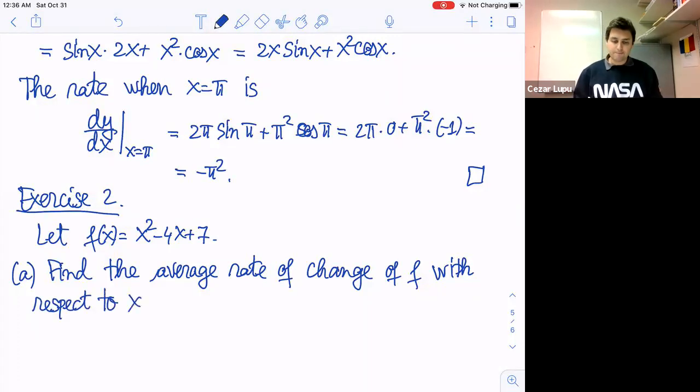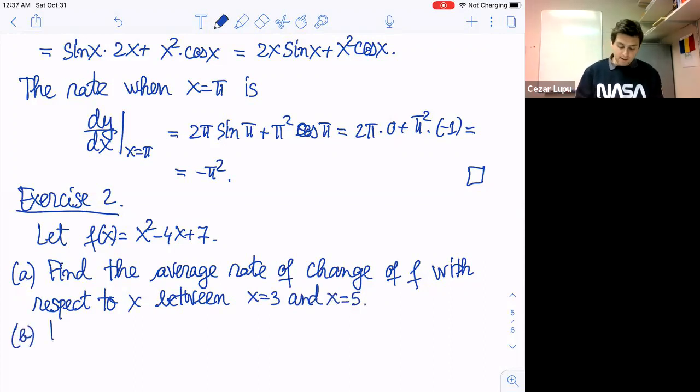Right? Between x equals 3 and x equals 5. Okay, that's the first thing. The second one is find the instantaneous rate of change.